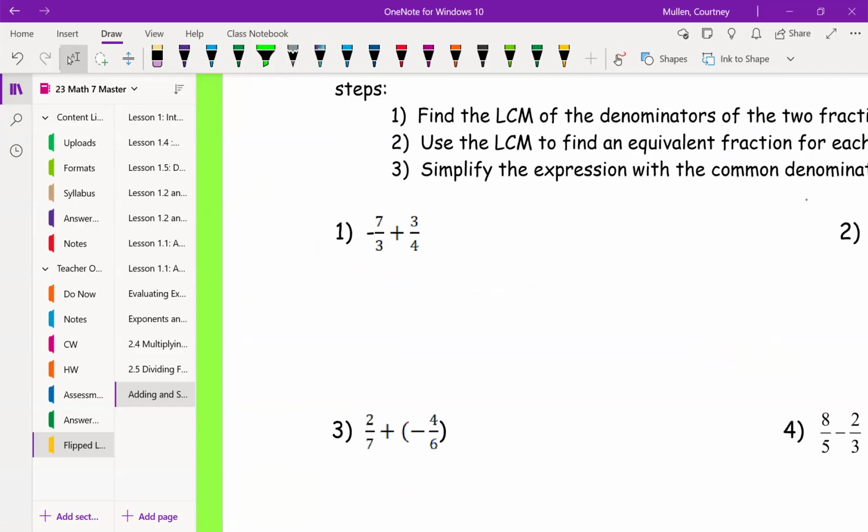So we have -7/3 plus 3/4. I notice I have unlike denominators, and I need to figure out what the LCM is. So to find the LCM, we're going to list each denominator, and we're going to start listing the multiples. So 3, 6, 9, 12, 15. And for 4, 4, 8, 12, 16, 20. And you're going to find the lowest number on both lists. And I see that that's 12. So that's going to be our LCM.